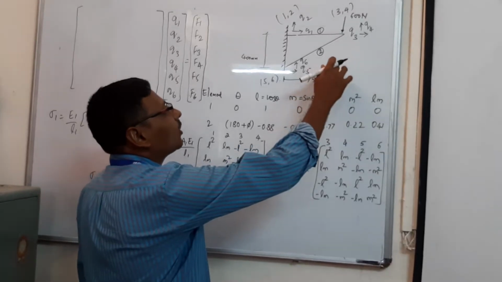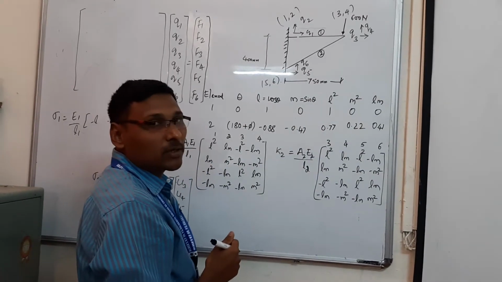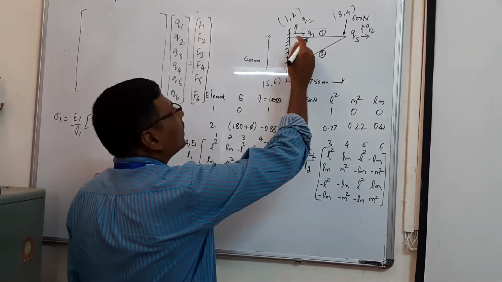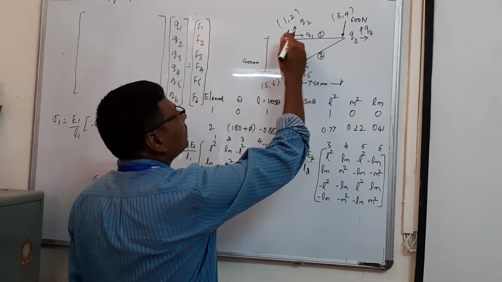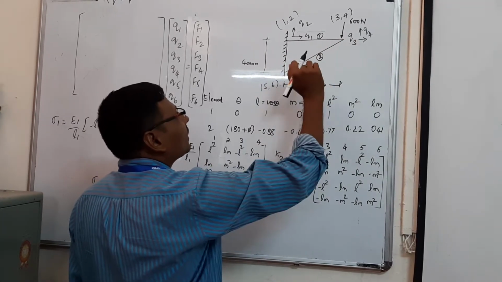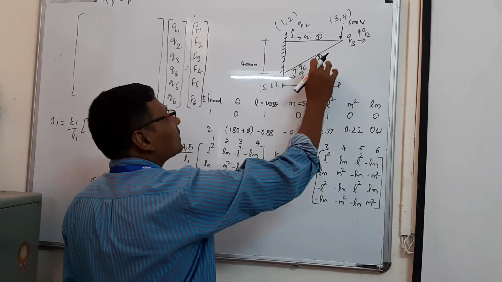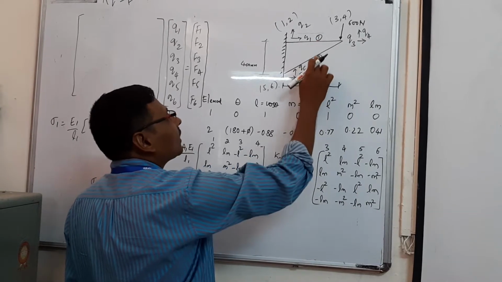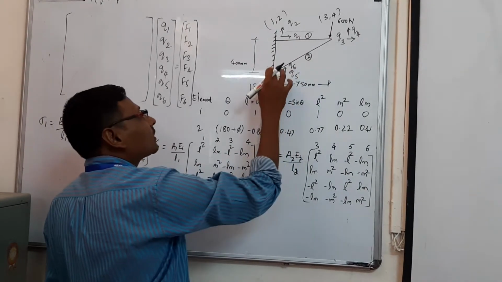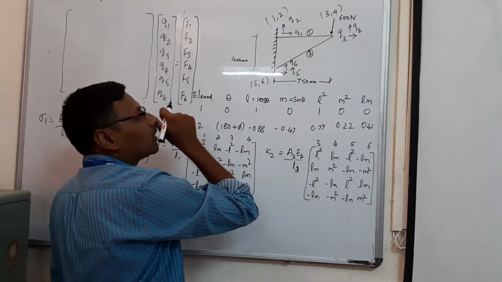Today we'll learn how to make an FEM analysis with respect to trusses. For that purpose I have taken an example, a truss which is fixed at one end whereas the other end is completely free. This truss consists of two elements, element 1 and element 2, and it has been fixed at a certain point.